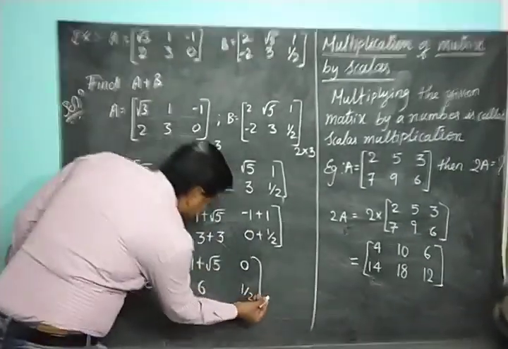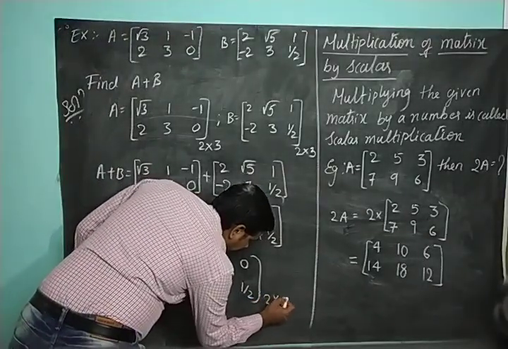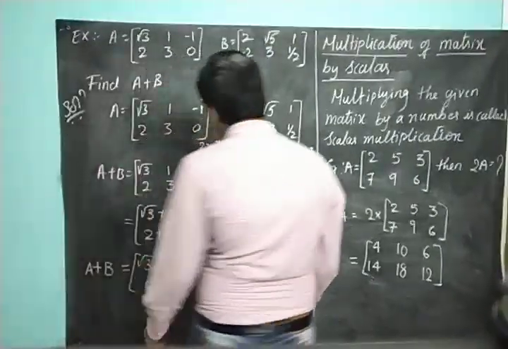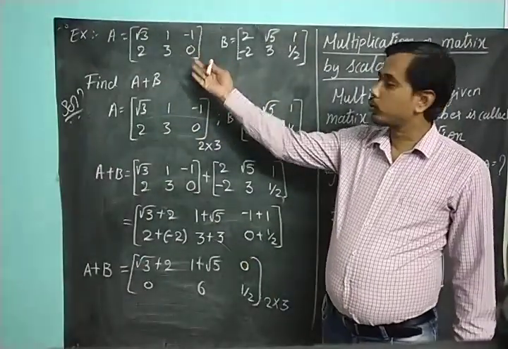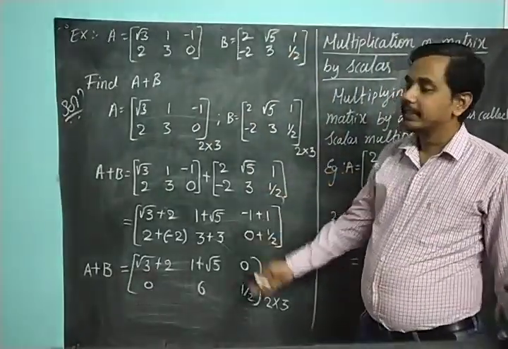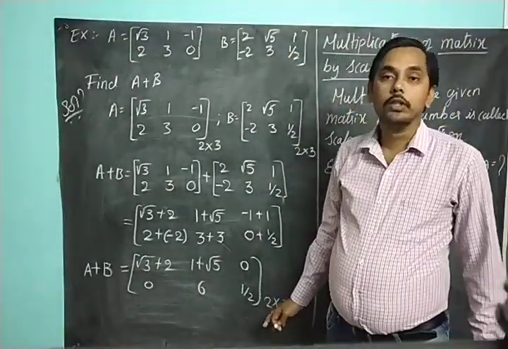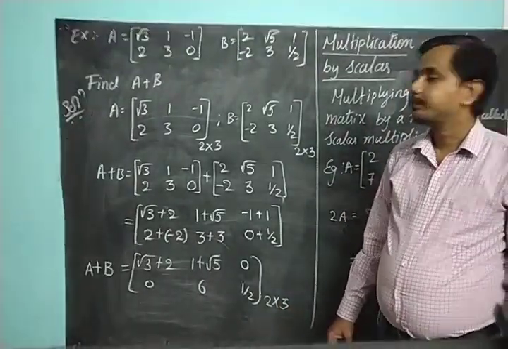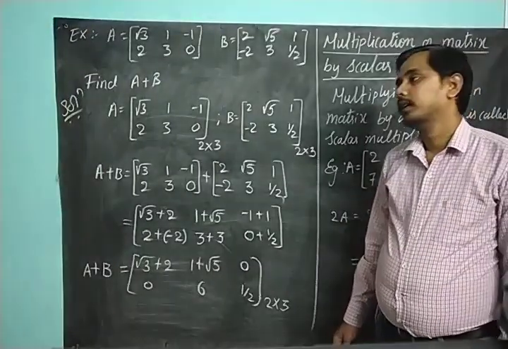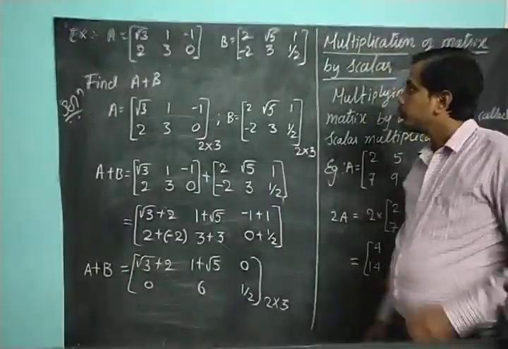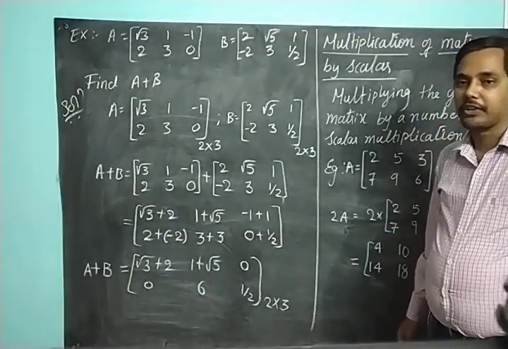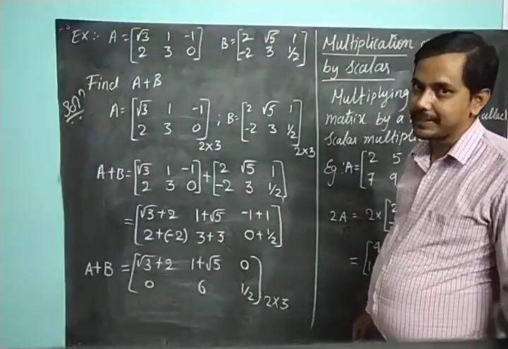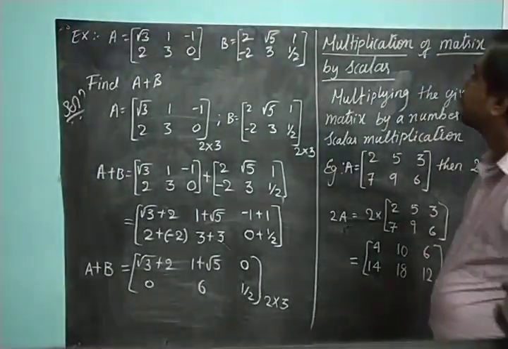Here you can see the order of this resultant matrix is also 2 cross 3. So the order of A was 2 cross 3, the order of B was 2 cross 3, and the order of A plus B is also 2 cross 3. This is how we need to add the matrices. Is that clear? Fine. So these examples are more than sufficient. If you follow the two conditions, definitely you can get the results. It is not at all a difficult task.